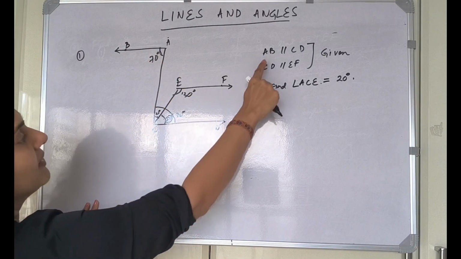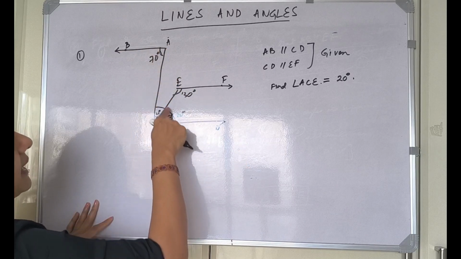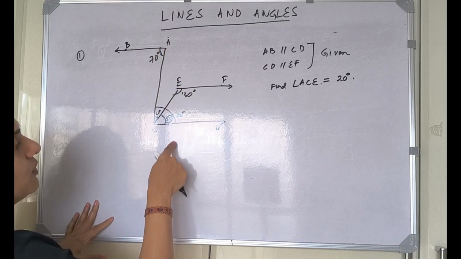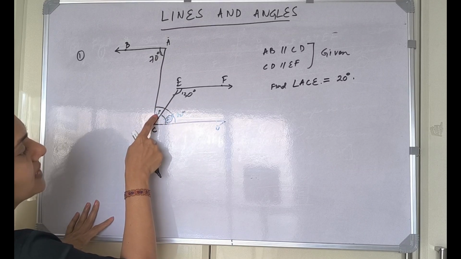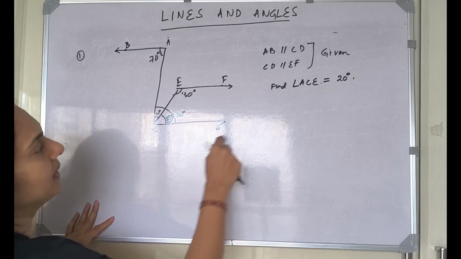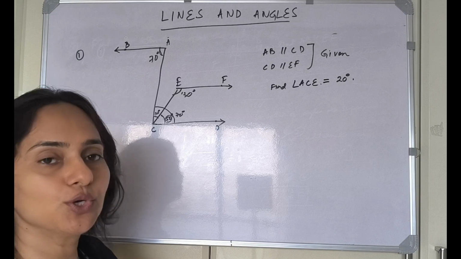Second, they have given AB parallel to CD. So AB is parallel to CD, which means the alternate angles will be equal. So if this is 70, this whole will be 70. Now out of this whole 70, 50 we have already got. So this angle will be 70 minus 50, which is 20. So angle ACE is 20 degrees, right? Now let's go to the next question.